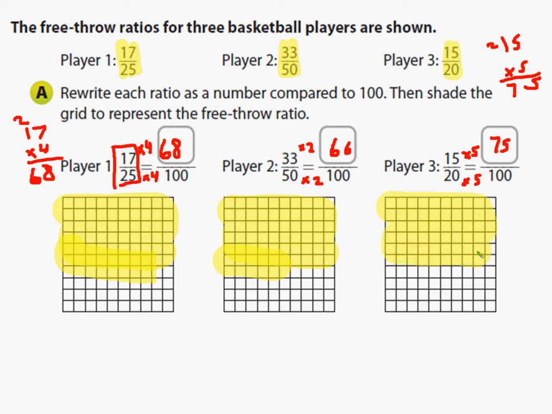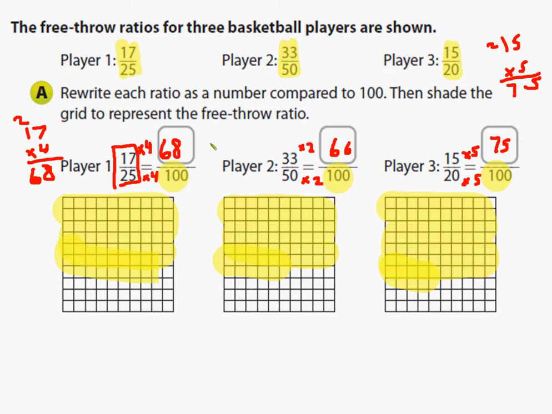So 75. There we go. So we can look at this and we can see that this person would make the most, is probably the better player at making free throws. We can also tell because they have a common denominator. Okay? So let me go back here.